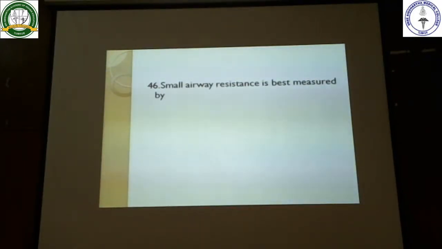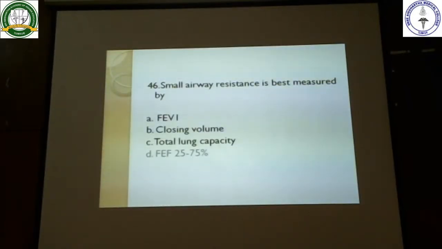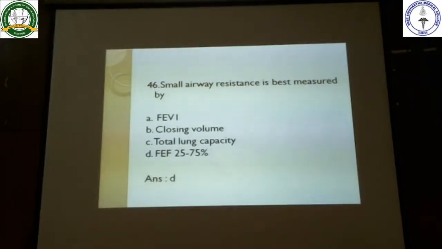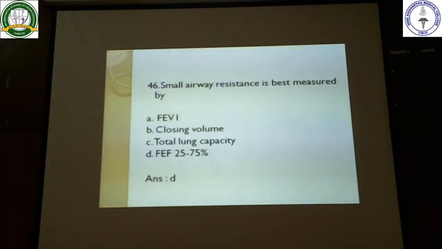Small airway resistance is best measured by FEV1, closing volume, total lung capacity, or forced expiratory flow rate at 25 to 75%. So the answer is the FEF 25 to 75%. It is nothing but the forced or maximum flow rate measured between 25 to 75% of the lung volume. Okay, so this will measure the small airway resistance.